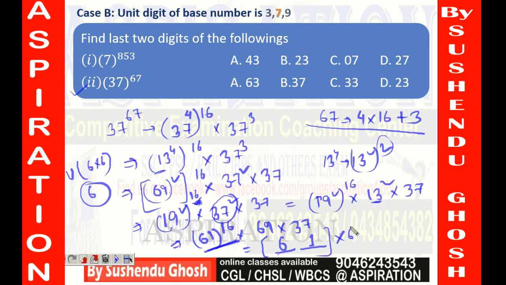So 61. Now we are trying to find the last two digits of these two numbers. What will give you the last two digits? This comes 9 multiplied by 7, which means 3 will be the unit place. We can keep 2 in our hand.